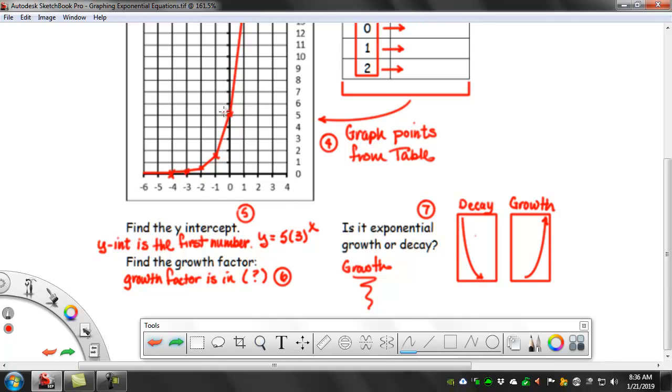So you should see that in 3 places. You should see the 5 in the equation, you should see it on the graph, and you should also see it in the table. Now the last thing we're supposed to find is to decide if our equation is growth or decay. And the growth factor is that 3 that's found in parentheses, so that's always a growth factor.